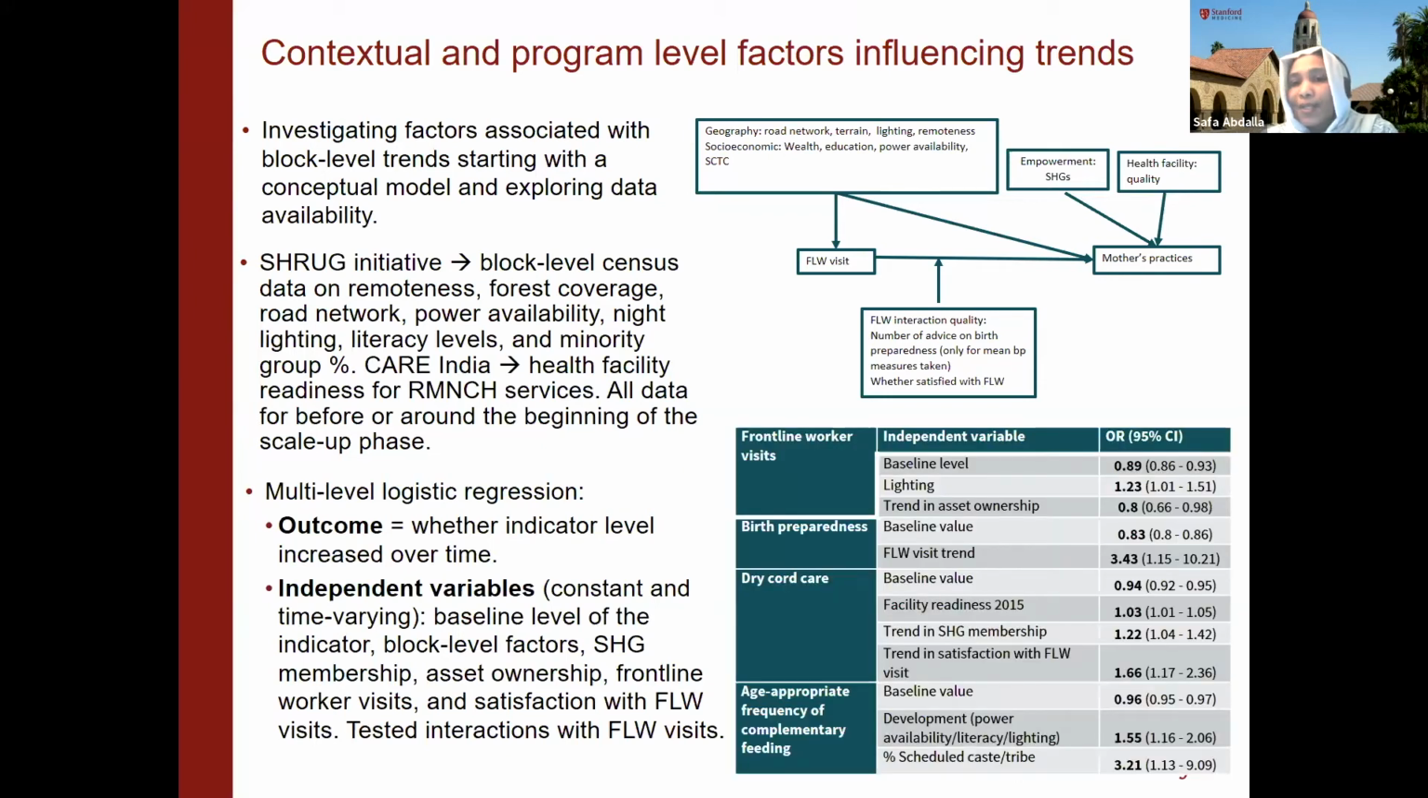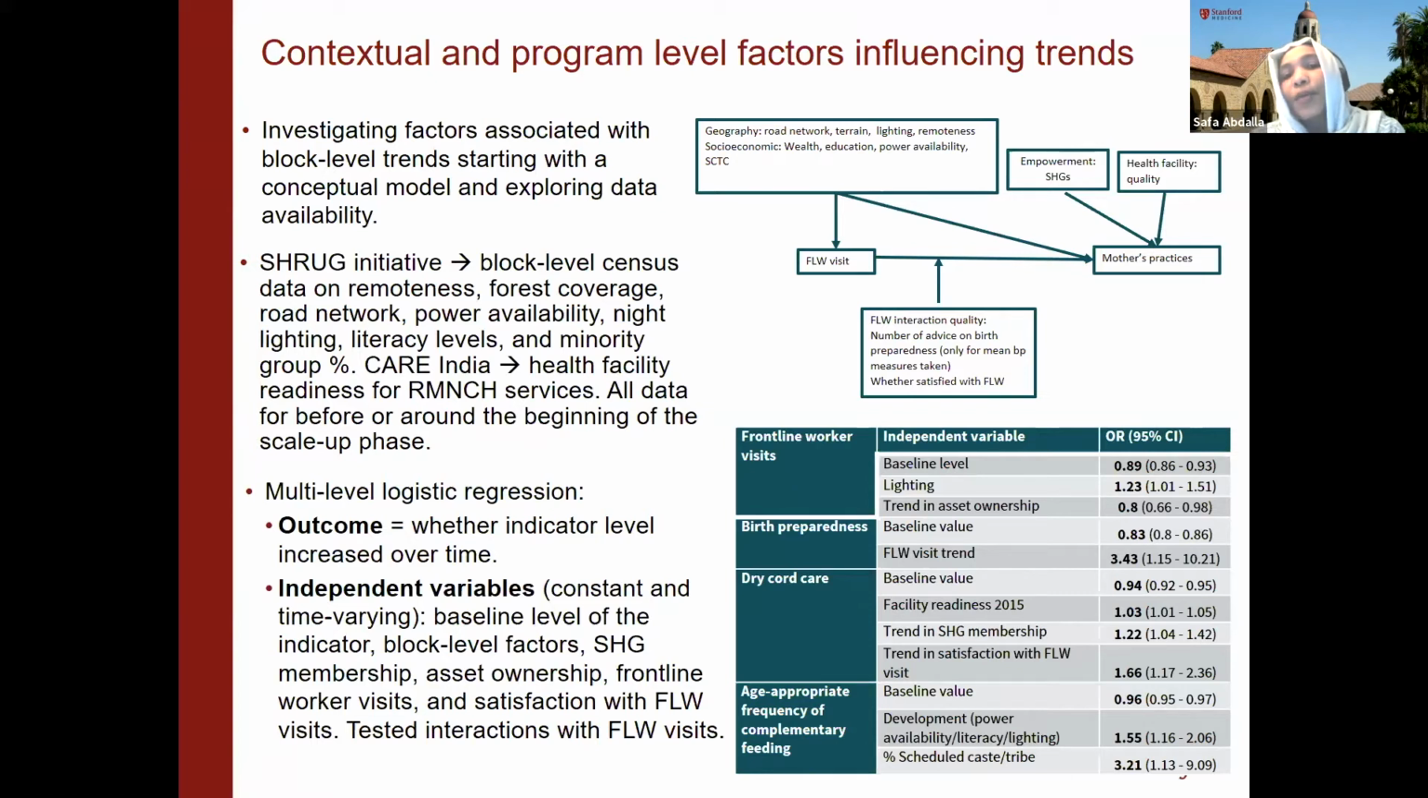We found some interesting signals. This is still work in progress, but I think there are some interesting signals emerging. For example, we find that for birth preparedness, one of the important factors is a program-related factor, which is changes in frontline worker visits or trends in frontline worker visits. We also found that, for example, the trend in dry cord care was influenced by facility readiness for maternal child health services.